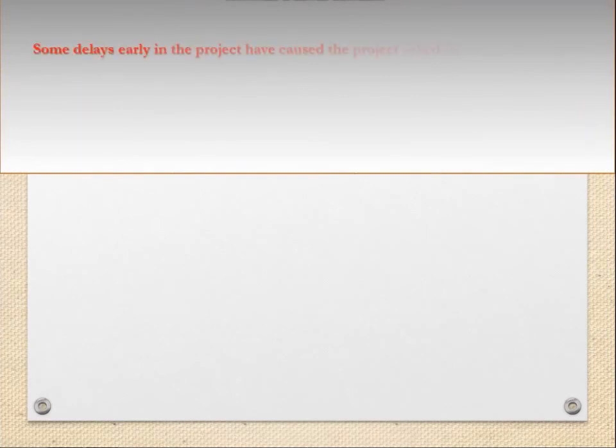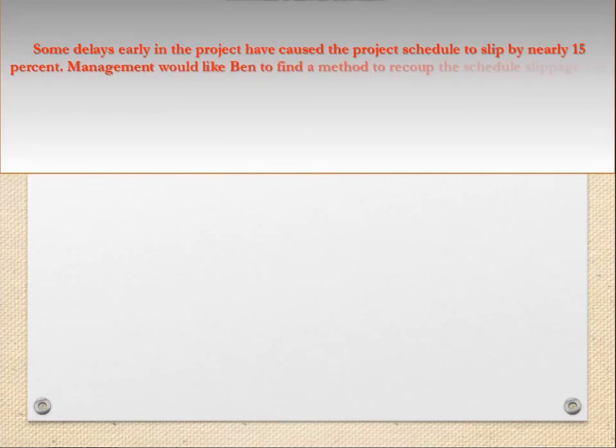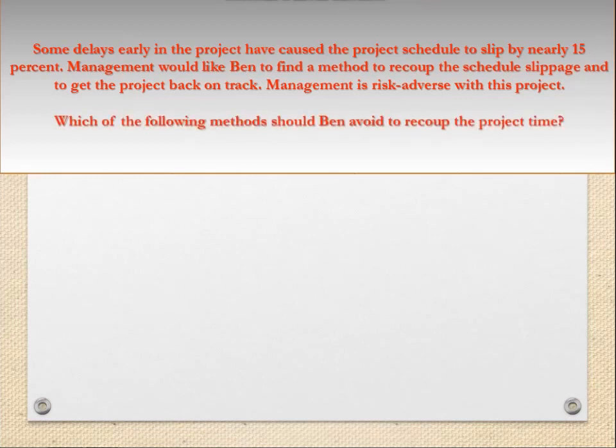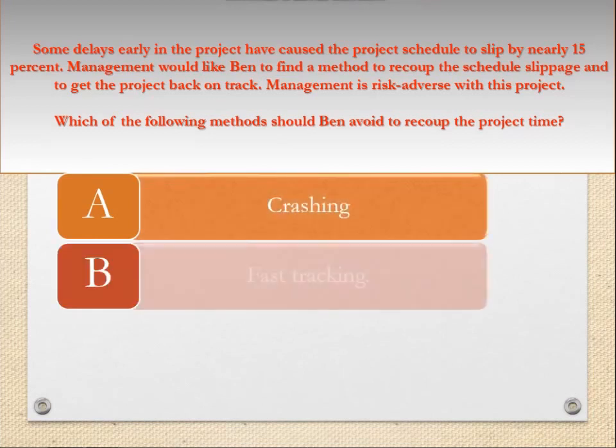Question. Some delays early in the project have caused the project schedule to slip by nearly 15%. Management would like them to find a method to recoup the schedule slippage and to get the project back on track. Management is risk-averse with this project. Which of the following methods should Ben avoid to recoup the project time?